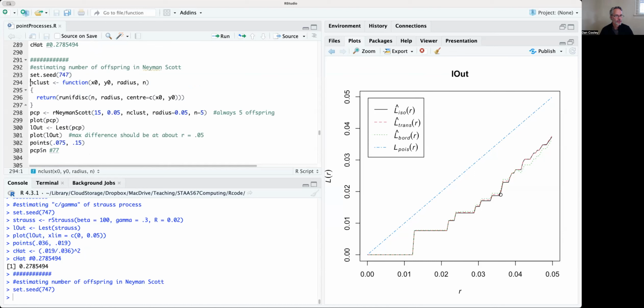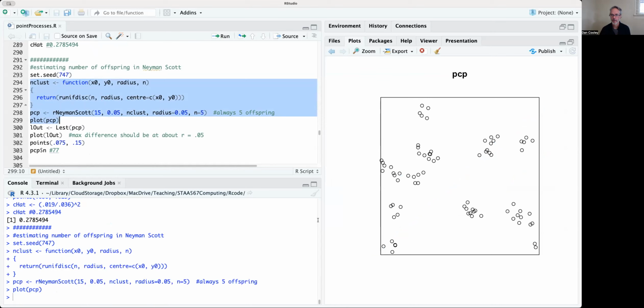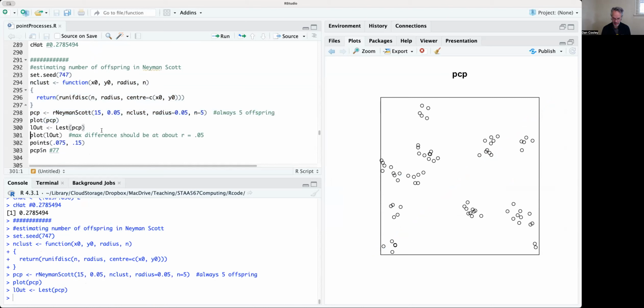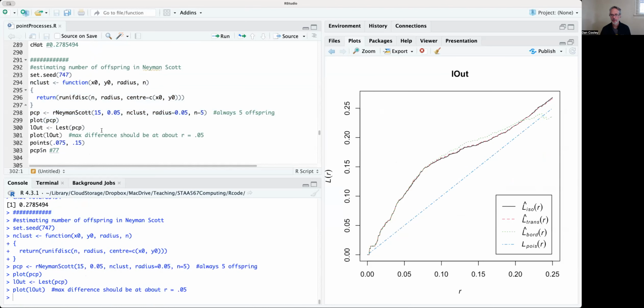Okay, so I'm going to generate a Neyman-Scott process. Notice that rather than having a random number of offspring, I'm going to have exactly 5 offspring for each one. But we could replace that with a number that's Poisson generated with mean 5 or something like that. Here is our clustered process. Here is our L function.